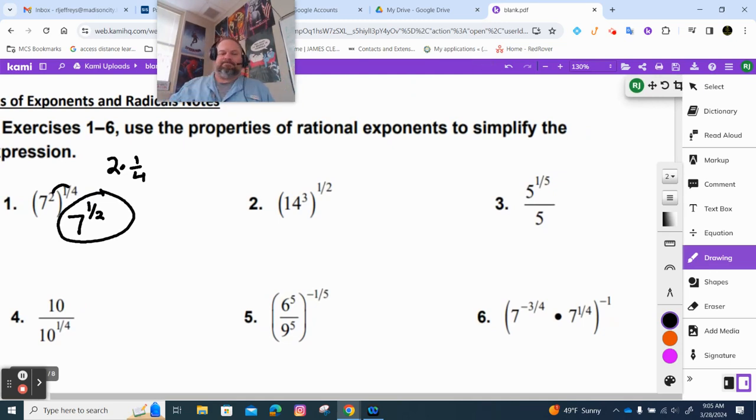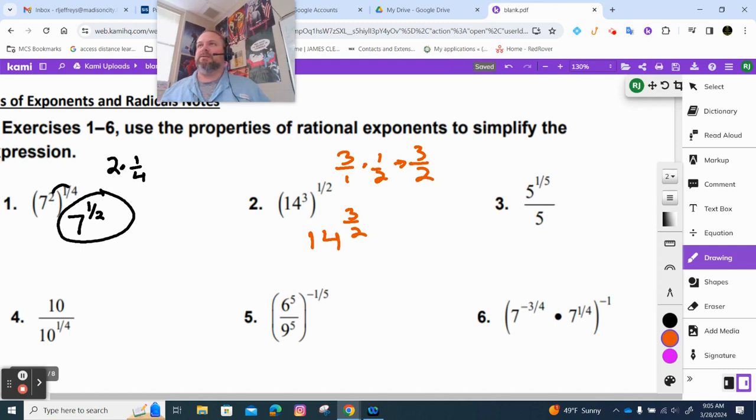All right. So this is 3 times 1/2, which should be 1.5 or 3 halves. Okay, because 3 over 1 times 1 over 2 is 3 over 2. So this should be 14 to the 3 over 2, because that way it could still be written like our stuff.